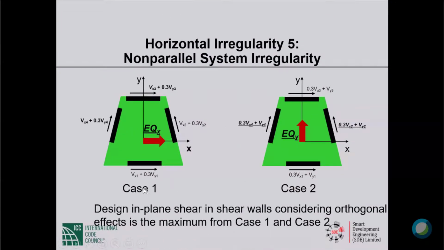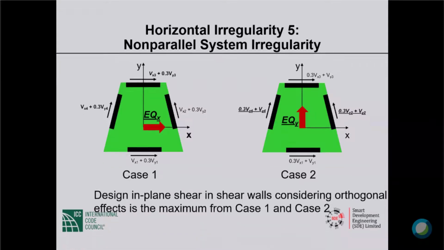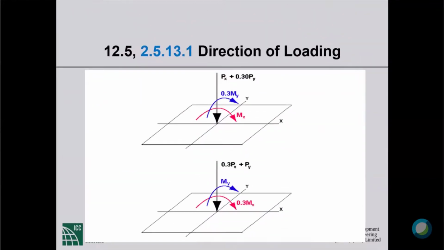So 100 plus 30 would mean 100% of x plus 30% of y, which would mean V sub x1 plus 30% of V sub y1, V sub x2 plus 30% of V sub y2, and so forth. 100% of y and 30% of x would mean 30% of V sub x1 plus 100% of V sub y1, and so forth. Whichever is the worst of the two, whichever of those two shears is larger, is what you should design that particular shear wall for. That's the idea behind this 100% plus 30%.